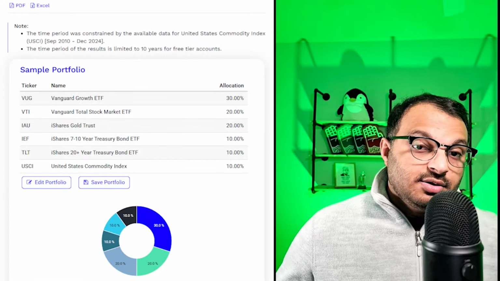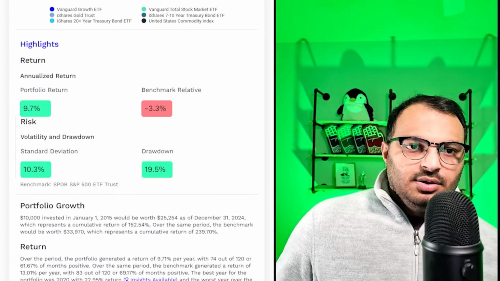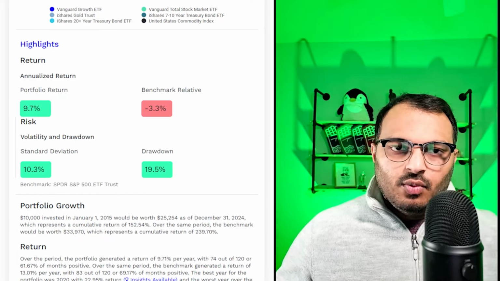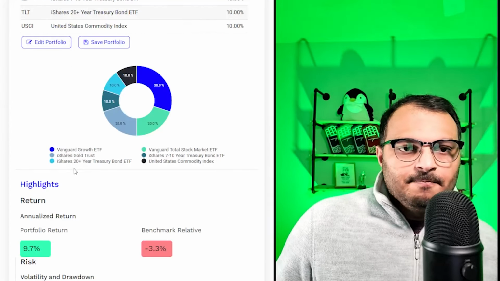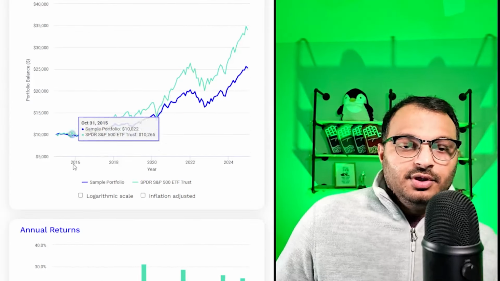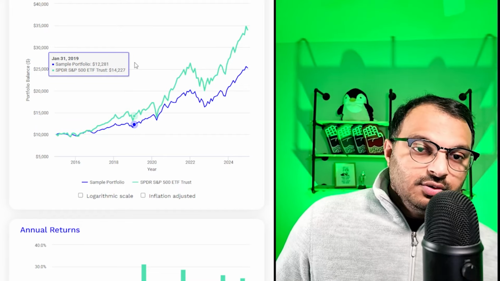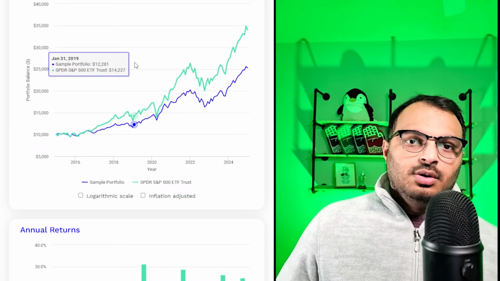Okay, so here's the portfolio. This would be the allocation. Looking at this, it provided somewhere around 9.7, depending on when the time period starts. In here, it's starting at 2015. So when we go down, you can see the return or the growth for the portfolio. So S&P is higher, but it is significantly more volatile.